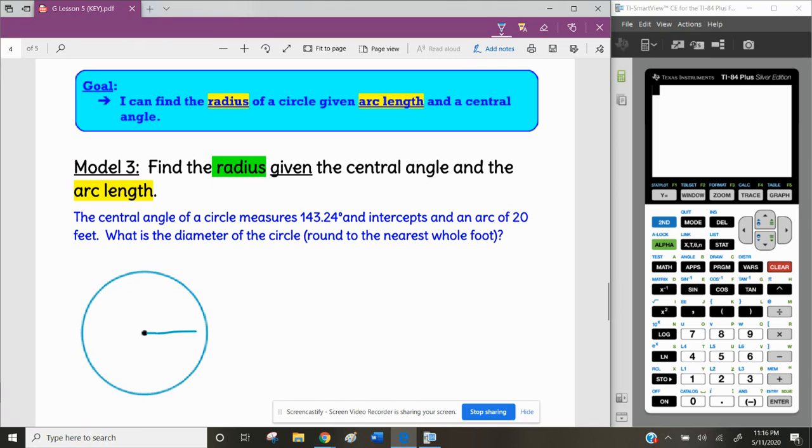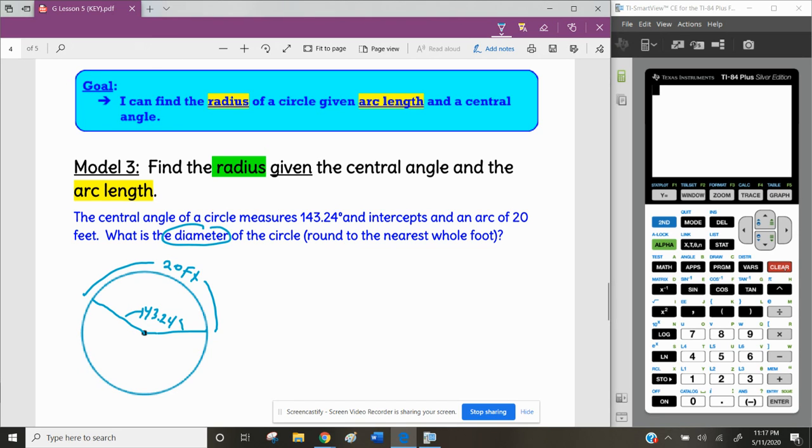So find a central angle measures 143.24 degrees. Way to be really specific there. That's an estimate. So 143.24, and intercepts an arc that is 20 feet in length. So this arc length is 20 feet. And we want to know what is the diameter of the circle.